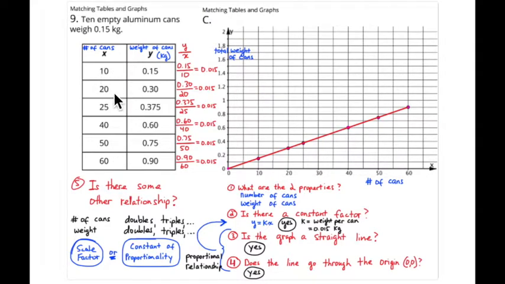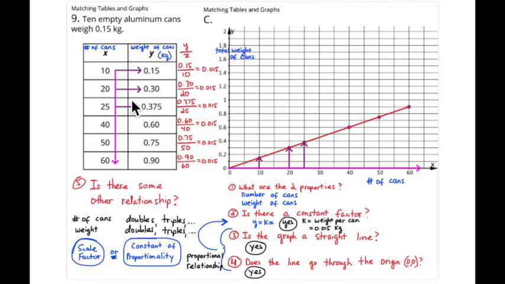So you have to use different scale factors. But you can always use the same constant of proportionality, and that also helps you write the equation in which k is that constant of proportionality. So y is equal to kx. And k, in this case, is the weight per can, that 15 thousandths of a kilogram per can.